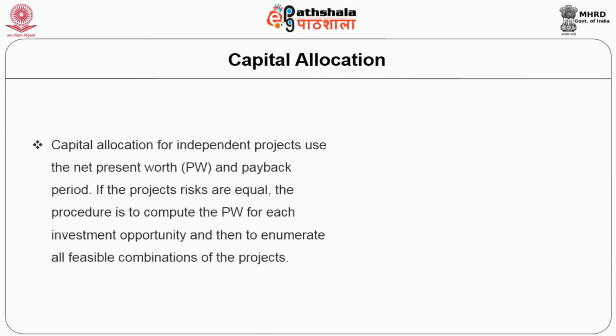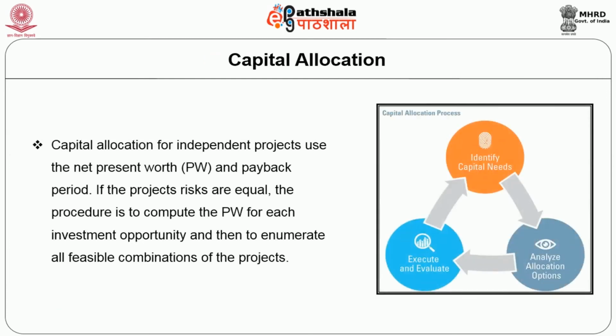Capital allocation. Capital allocation for independent projects uses the net present worth, PW, and payback period. If the projects' risks are equal, the procedure is to compute the PW for each investment opportunity and then to enumerate all feasible combinations of the projects.